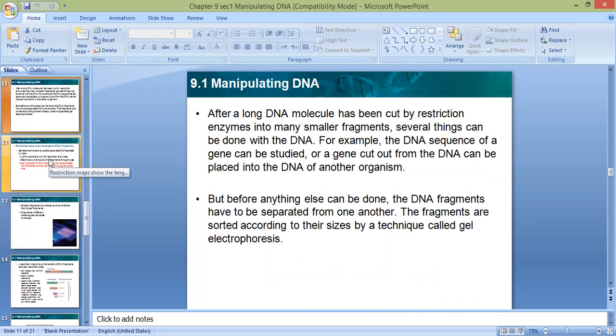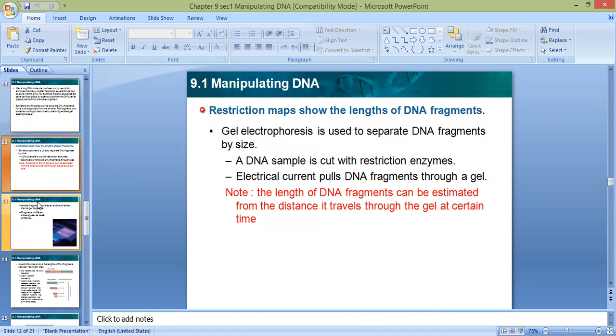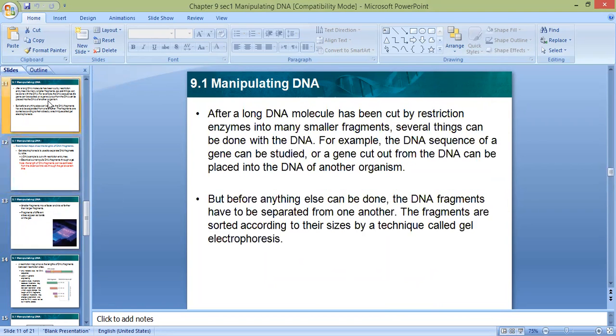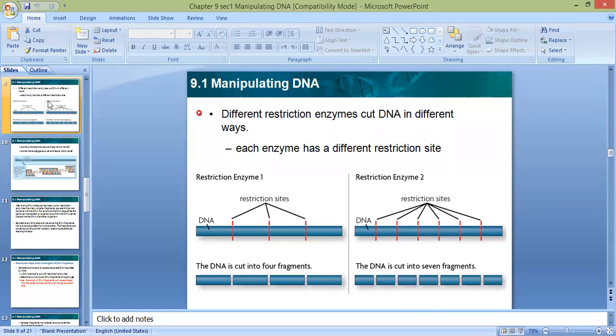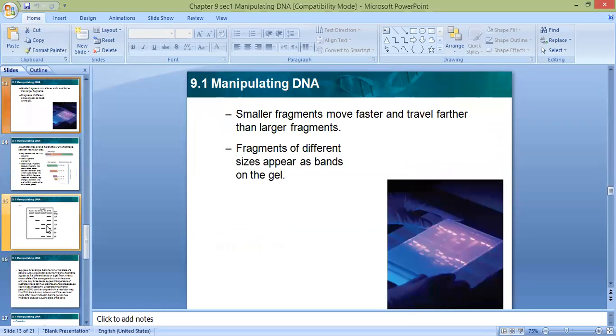We take a sample of DNA. The sample of DNA should be cut down. How do we cut it? By restriction enzyme. The restriction enzymes cut the DNA at a restriction site. Each restriction enzyme will recognize a sequence on the DNA to cut through it. These restriction enzymes we took from bacteria, and we said they cut the DNA into fragments. Now I want to separate these fragments. How do you separate the fragments? Through gel electrophoresis.